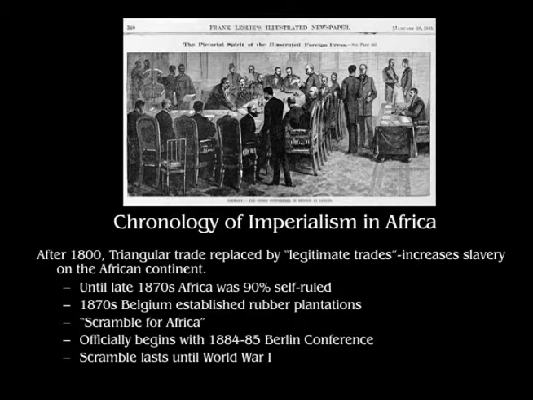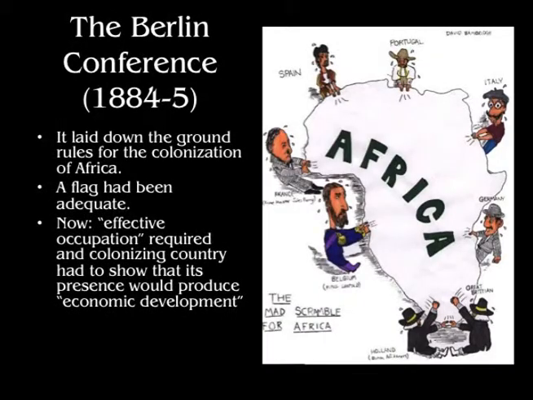And in 1884, 1885, this general trend, which has European explorers putting down flags and claiming territory in a rather haphazard way, is officially changed in a conference, the Berlin Conference of 1884-85. What the Berlin Conference does is it states that now European powers have to have effective occupation and produce economic development to be able to claim territory in Africa.